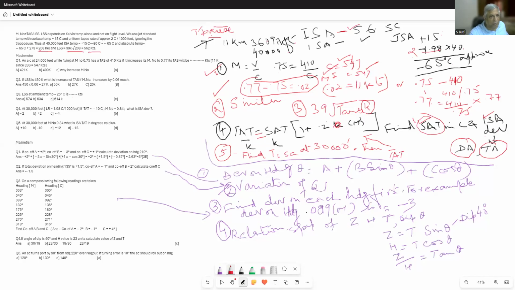Question 5 is also fairly simple. He wants the ISA TAT in degrees Celsius. So find out the ISA temperature. That will be your ambient temperature under ISA, since there is no deviation, and that will be your still air temperature. And then find out TAT by using the same formula which we have done in question number 4. Right?